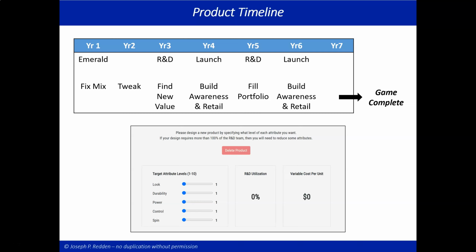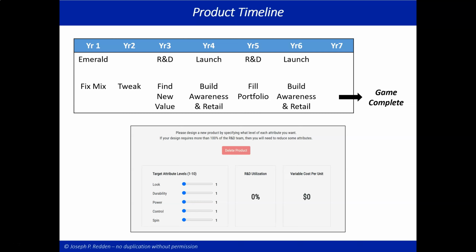Year 4, you will launch that new product. And a lot of the focus of year 4 will be building the awareness and the retail presence for that new product. Year 5, you will get another chance to create a new product in your R&D. And here you really want to try to fill out that portfolio. And then year 6, you will launch that third product and obviously try to build awareness in retail to get some more practice doing that again. And then you'll play year 7, managing your portfolio, and the game will be complete.